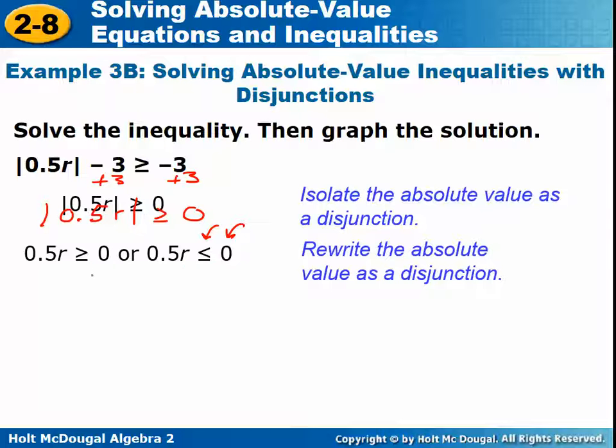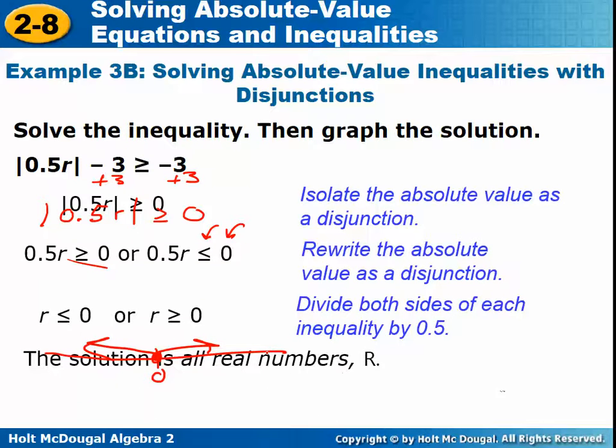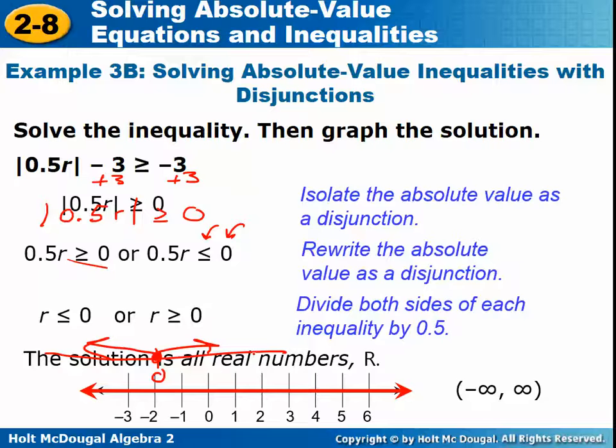Here's another place where you might stop and say, if I'm looking at this, this seems like pretty much every single number is covered here. So r is less than or equal to 0, or r is greater than or equal to 0. If I graph that, here's 0. I'd have a solid dot at 0 going this way, and a solid dot at 0 going the other way. It's everything. It's all real numbers. Okay, so here's what I could have done.